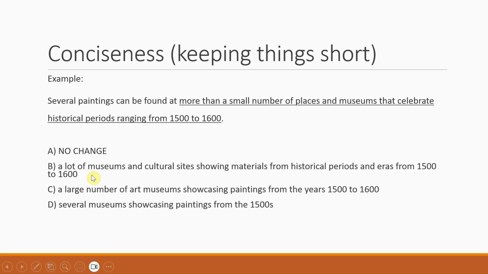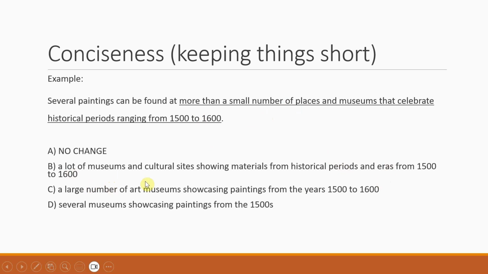And again, if you haven't seen these before, the underlined section is what you are replacing with your answer choice. So for B, we have a lot of museums and cultural sites showing materials from historical periods and eras from 1500 to 1600. So just as long, we still have a lot of museums and cultural sites, so we have two places now, so it's more specific. We don't have just places, so it's a little better there. A lot is better than a small number, but now we have periods and eras, and it's just really long. Let's keep going.